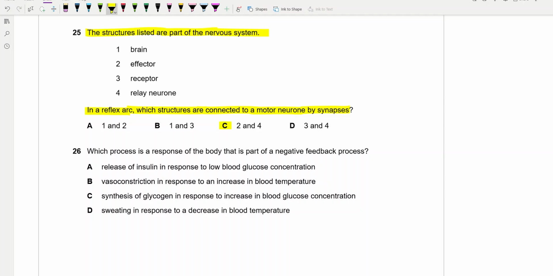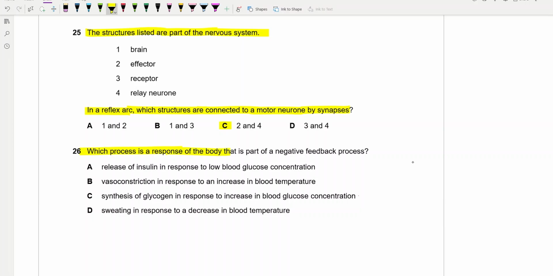Question number 26. Which process is a response of the body that is part of a negative feedback process? The answer would be option C, as synthesis of glycogen in response to increase in blood glucose concentration is a negative feedback process.